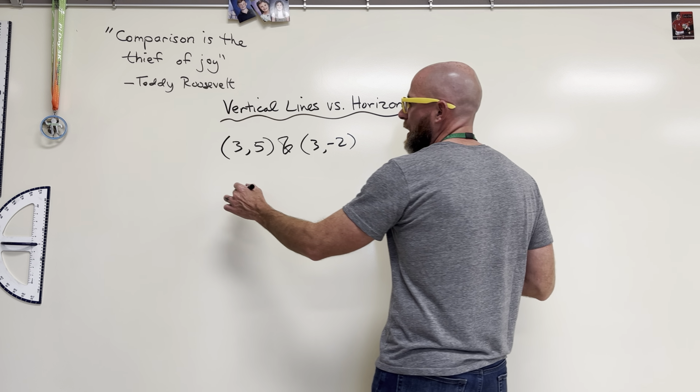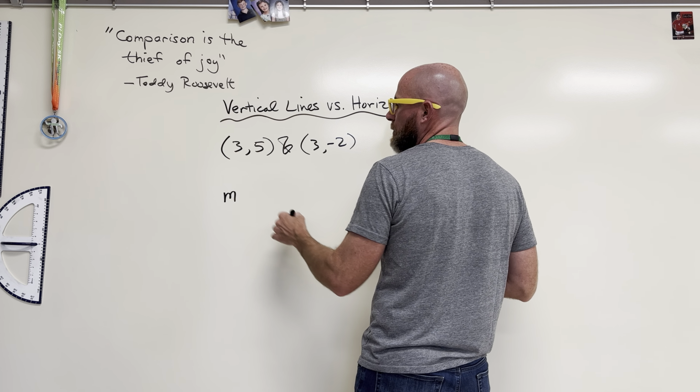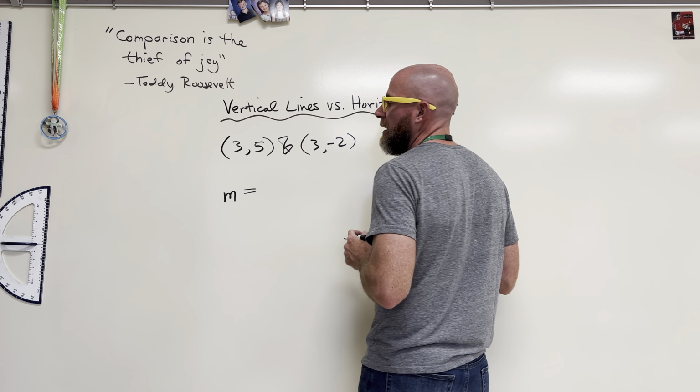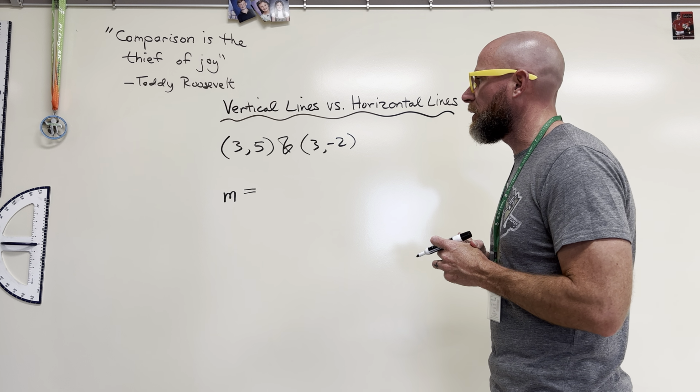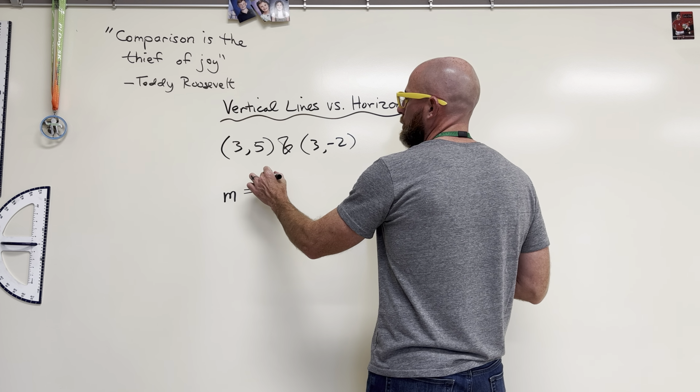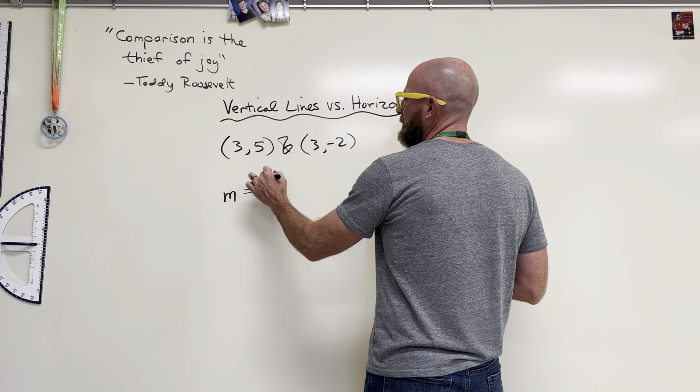And so if I don't recognize the repeating x values and I go about finding the slope of a vertical line, I would do my rise, 5 minus negative 2, over my run, 3 minus 3, and as you can see, this is 7 over 0. We can never divide something by 0.